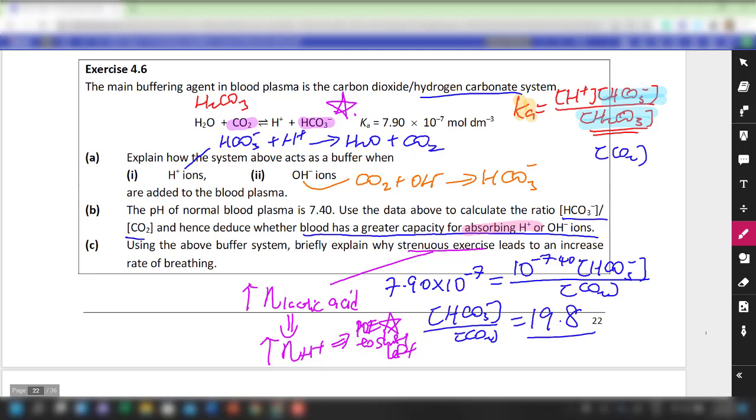When the position of equilibrium shifts left, it results in an increase in the amount of CO2, and this will increase our breathing rate so as to eliminate the CO2 produced. Because when our rate of breathing increases, it helps us to expel the CO2. So that will be the answer to part C. I hope you can follow through this particular logic.